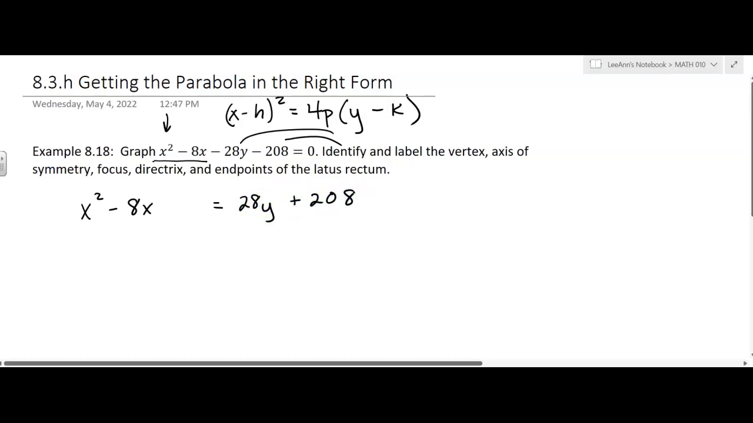Okay, then we're going to complete the square. So you take -8, half of that is -4, square it, and you get 16. So you add 16 to both sides because you want to complete the square. So now you have (x minus 4) squared equals 28y plus 224. Okay, so we're almost in that form, but we really want this 4p out there.